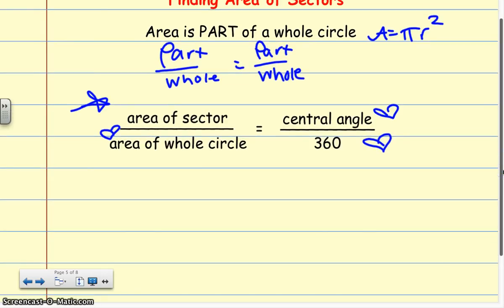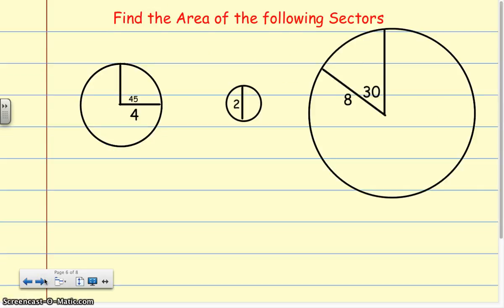So area of a sector is a part. The area of the whole circle is my whole. Central angle is a part of my total degrees, so this is a part, as 360 degrees is the total degrees. It's our whole degree measurement in a circle. We're going to do a couple examples with that.